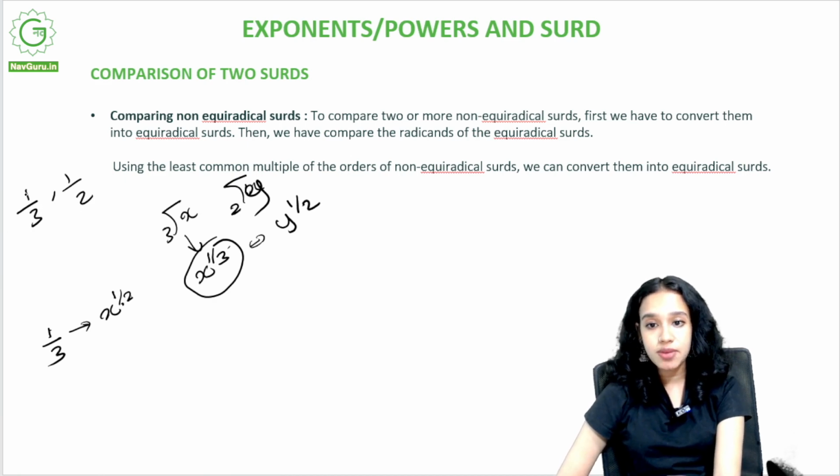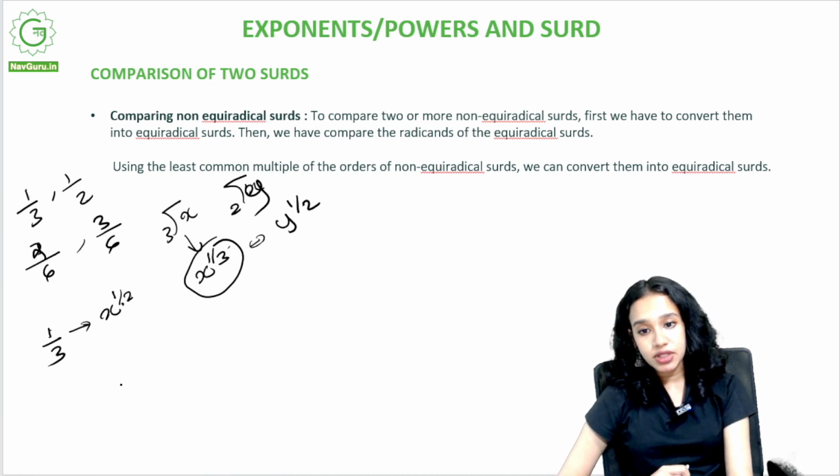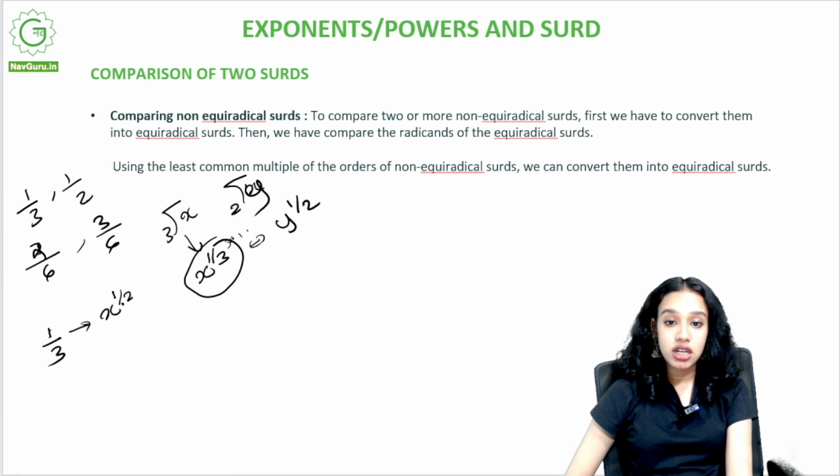How do we take the LCM? We could take 2 into 3. Let's convert it into 1 by 6. We have 2 by 6, right? And we have 3 by 6, right? We could convert x raised to 1 by 3 by multiplying the numerator and denominator by 2, and for 1 by 2 we multiply by 3, giving 3 by 6.